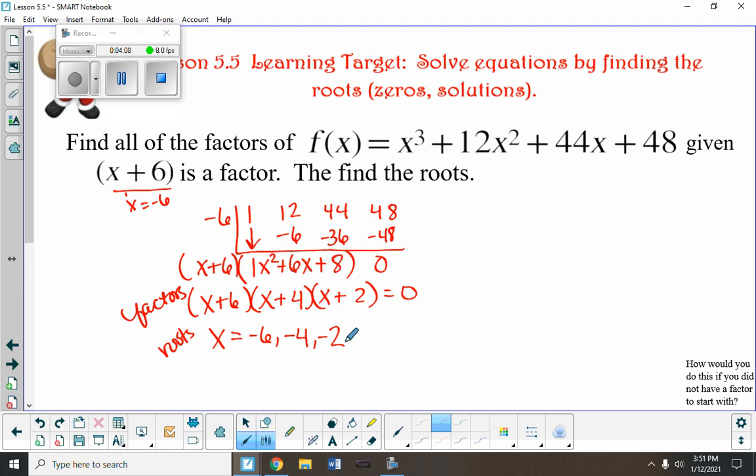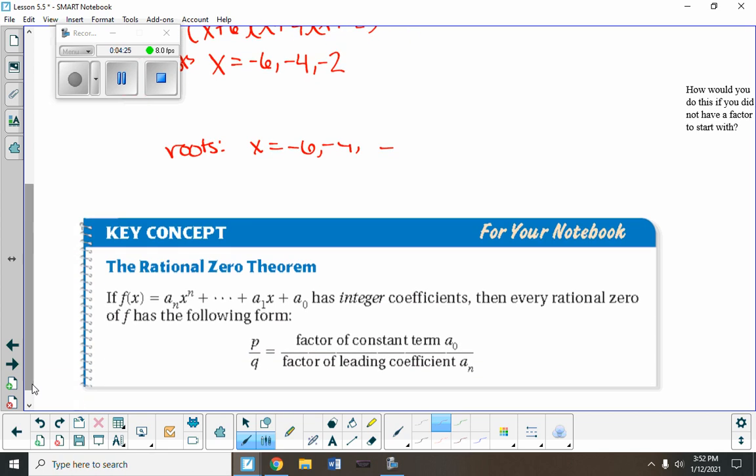We were able to do that because we knew that x plus 6 was a factor, so we could divide that in and just work from there. But my question for you is, how do we do it if you wouldn't have known that x plus 6 is a factor? Fortunately today we're going to talk about a theorem called the rational zero theorem, which says that all of the possible factors can be written by looking at P over Q.